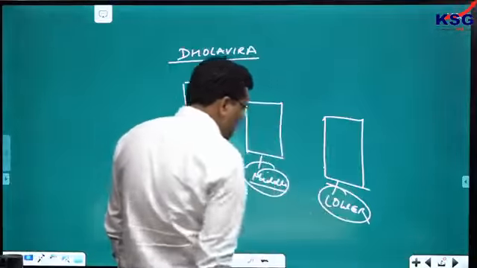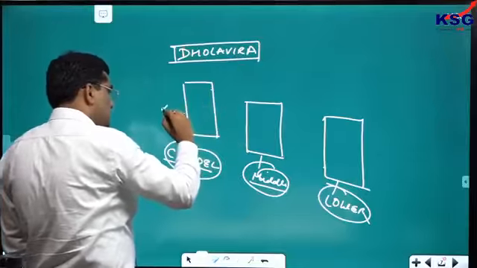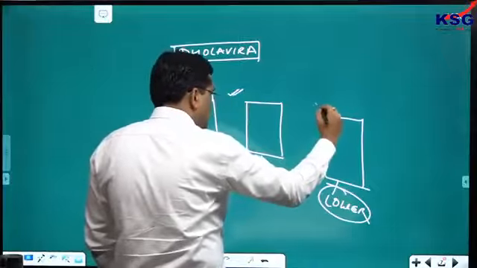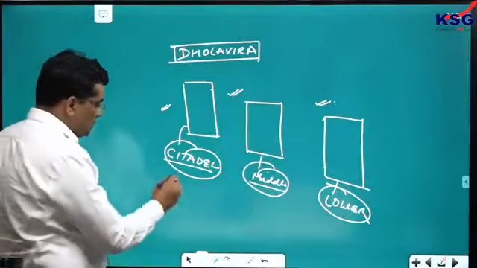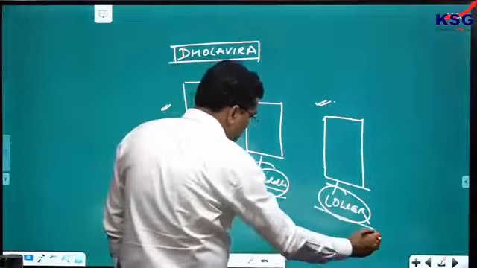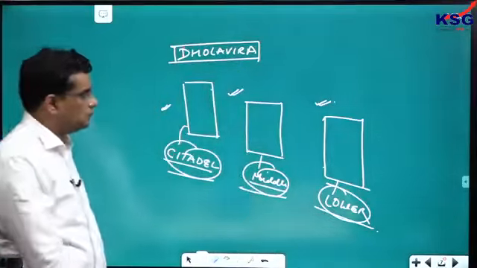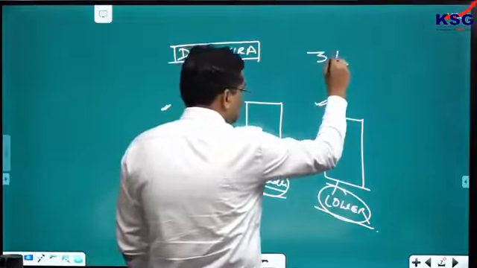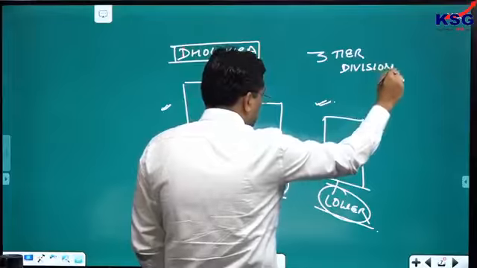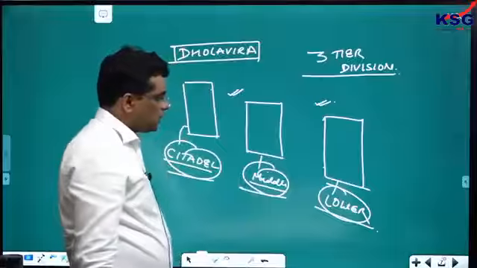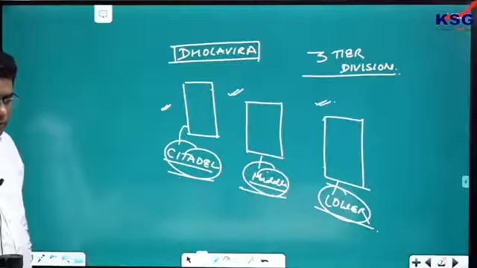Next is Dholabira, the place with three divisions: Citadel, Middle Town and Lower Town. A three-tier division of the city.